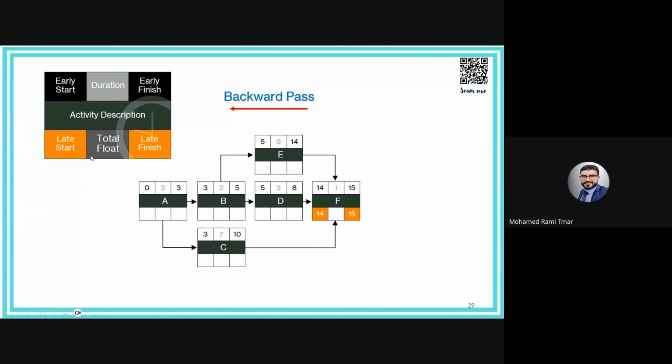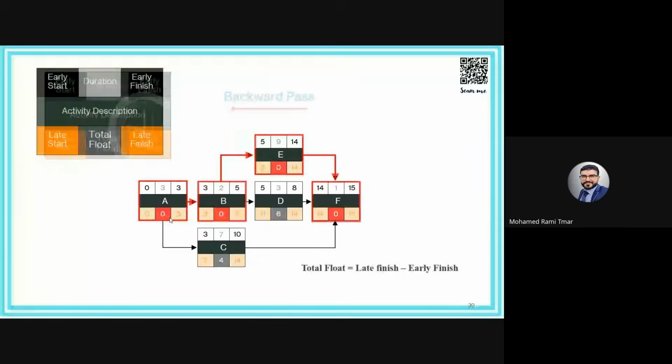15 minus 1, 14. It will be assigned to E, D, and C. 14 minus 9, 5. 14 minus 3, 11. And 11 and 5, it take 5 since 5 is the lowest one. 5 minus 2, 3. 14 minus 7, 7. So 3 and 7, it will take 3. 3 minus 3, 0. Okay, good.